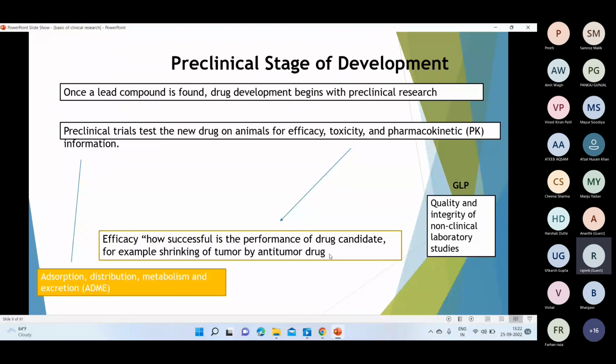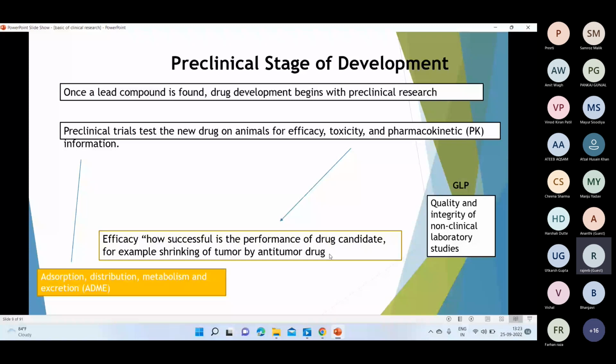Now, the third thing is pharmacokinetic information. So, what is pharmacokinetic? Pharmacokinetic means how well the drug is getting absorbed in a rat body or rabbit body or any other animal that you are taking for the preclinical stage, how well it is distributed in that animal body, how well the drug is getting metabolized in the body, and how it is going to be excreted through urine, through saliva, through tears. Okay, so these are the things we will check in the preclinical stage of development.